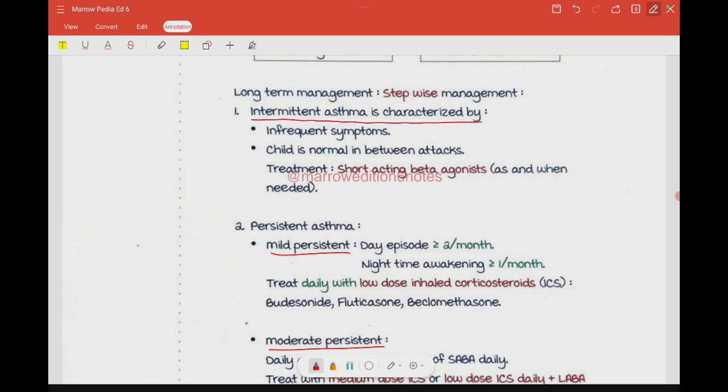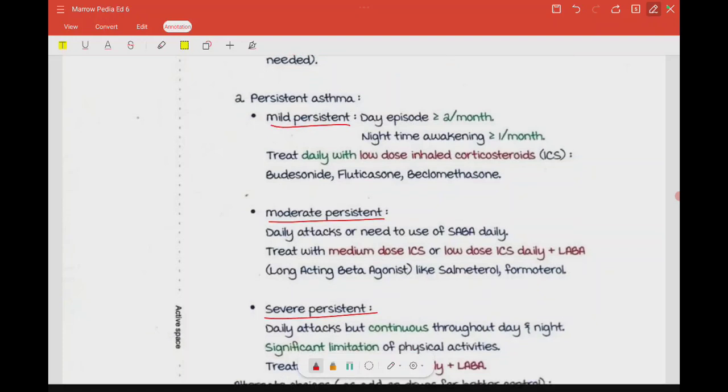Persistent asthma, first let's talk about mild persistent asthma. Day episodes of more than 2 per month and nighttime awakening of more than 1 per month. This is called mild persistent asthma, and we have to treat this asthma with low dose inhaled corticosteroids like budesonide, fluticasone and beclomethasone.